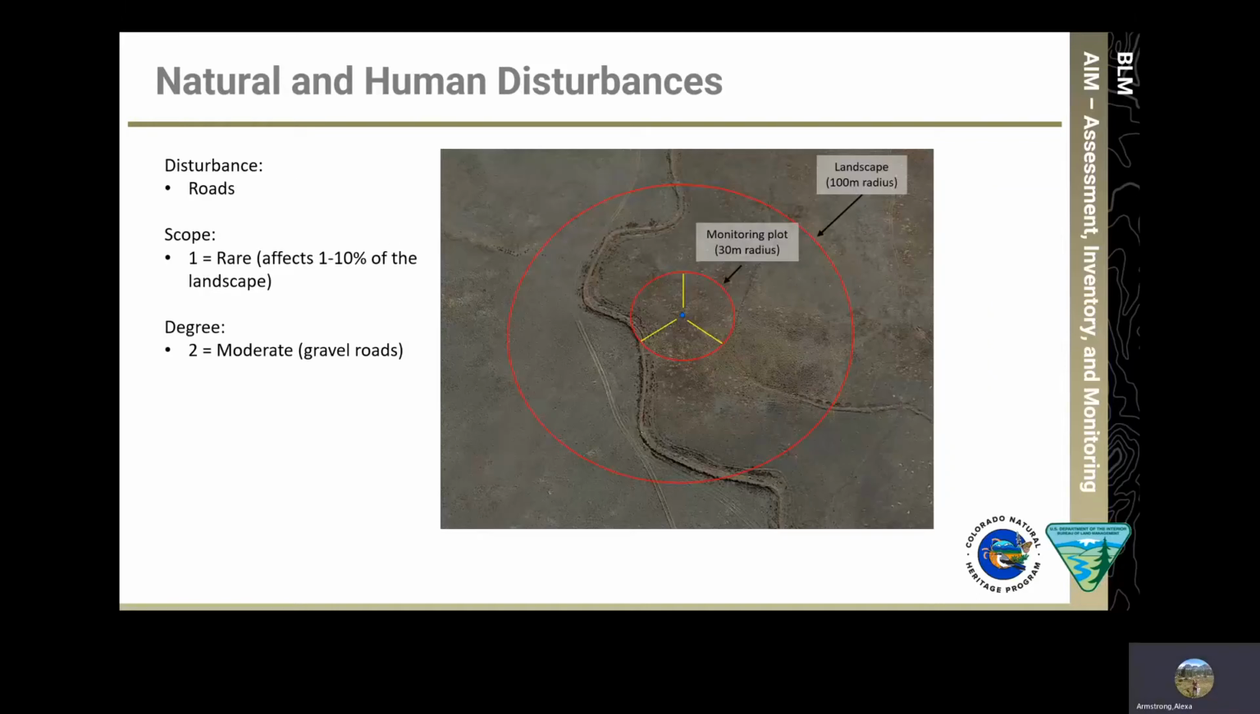Let's go back to this example. You'll notice a 2-track road running north and south within the 100-meter radius landscape. This disturbance would be ranked in the roads category. Because the road affects a small portion of the landscape, or less than 10% of the area, the scope is ranked as 1. The surface of the road is gravel, so the degree is ranked as 2. If the road was paved or a highway, the degree would be ranked higher, as you can see in Table 9.